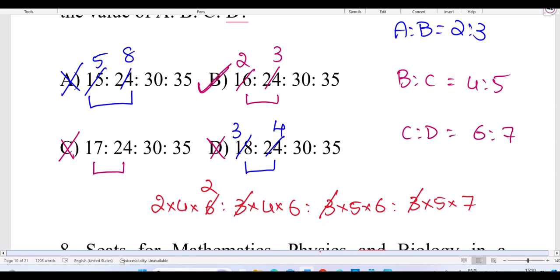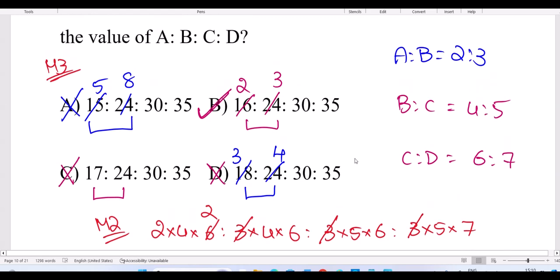This is method 2 methodology. The first column and last column are from the left side, entire right. Shift one by one to the right side, moving step by step. Okay, so this is method 2. Here method 3 is to eliminate the options: 16, 24, 30, 35.